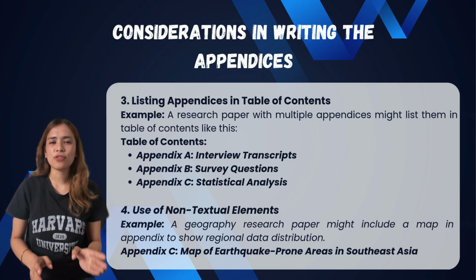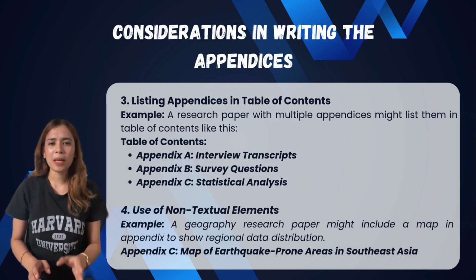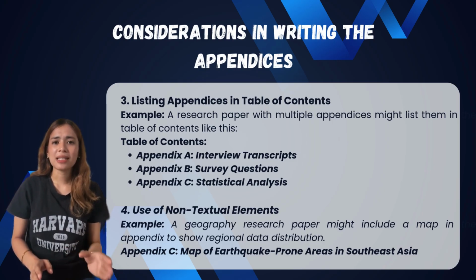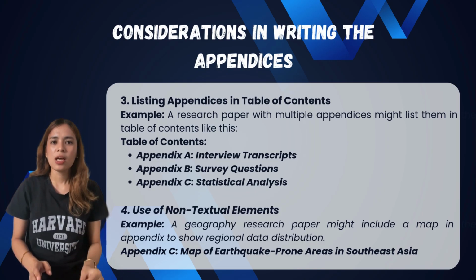Fourth is use of non-textual elements. So the appendix can be a good place to put maps, photographs, diagrams, and other images, if you feel that it will help the reader to understand the content of your paper, while keeping in mind the study should be understood without them. For example, a geography research paper might include a map in the appendix to show regional data distribution.